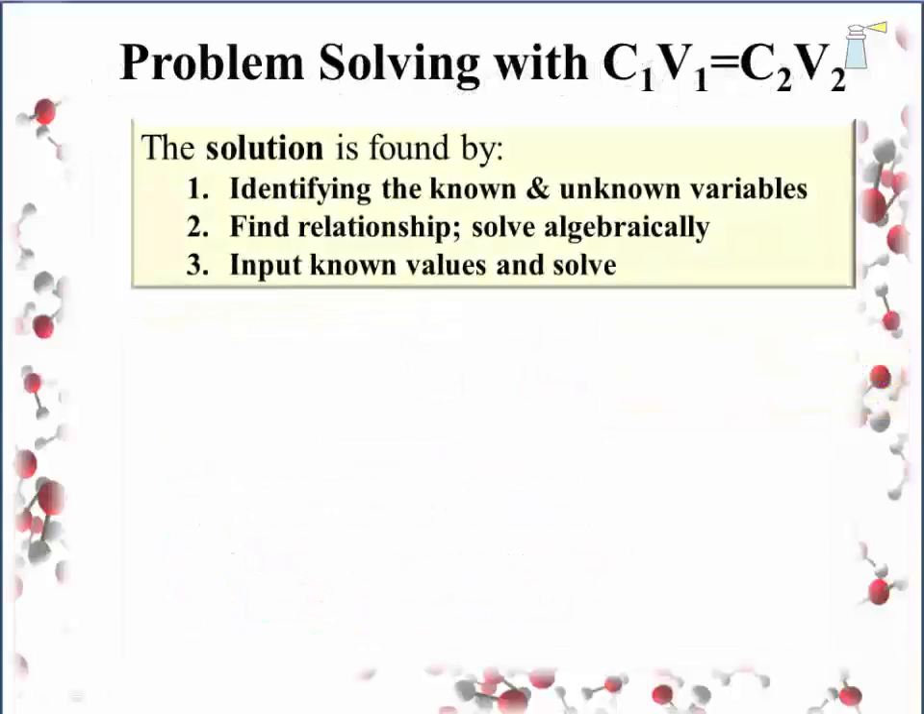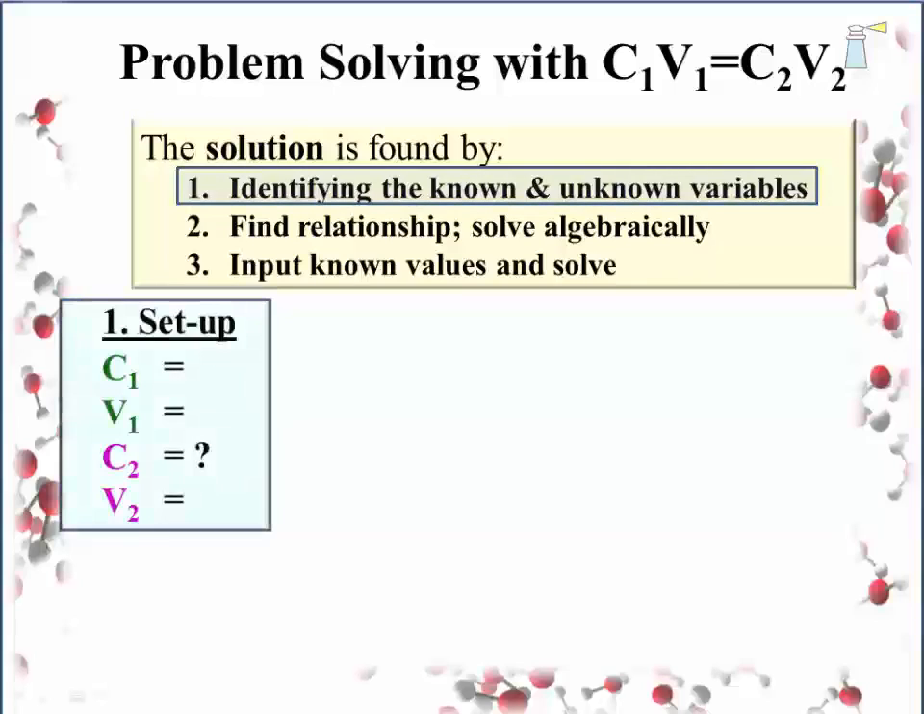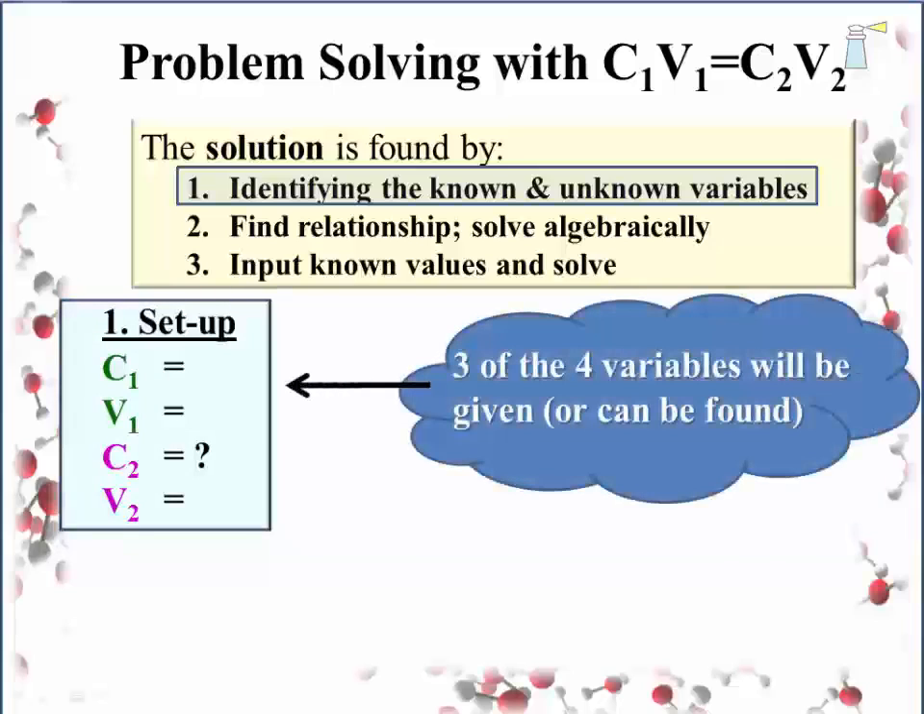Dilution problems are tackled step by step and do well with a problem-solving strategy. On first encountering a problem, take the time to identify the known and unknown variables. For dilution problems, those terms will generally be the concentration and volume values of before and after the dilution. In the vast majority of dilution problems, the student is given 3 of the 4 variables in the dilution equation and asked to solve for the 4th.